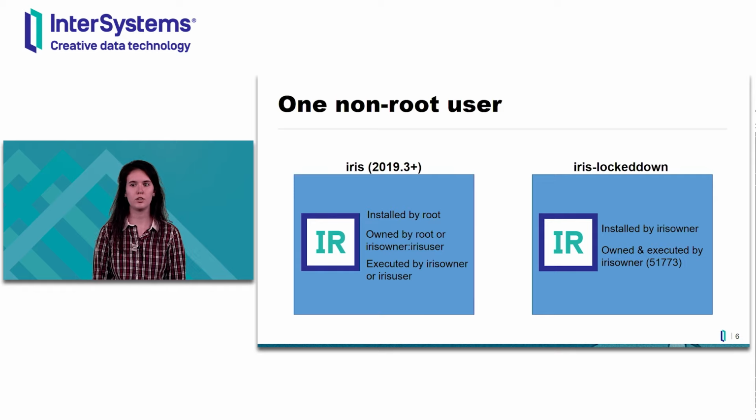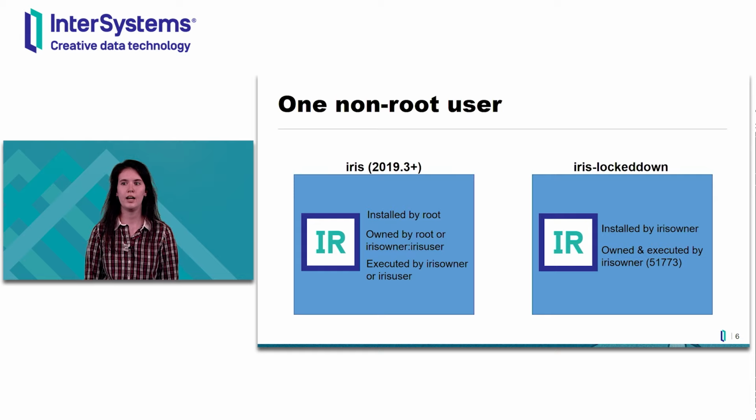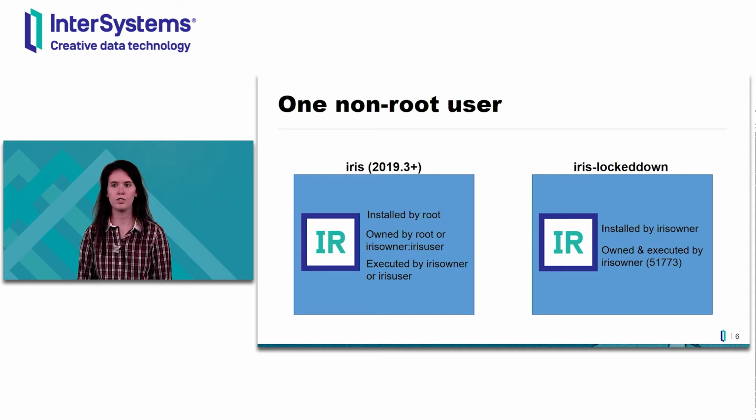It's installed by root, so some files are still owned by root. And even though it's run by non-root users, the fact that there are multiple users makes it incompatible with some of those Kubernetes restrictions. Our solution is a single user named IrisOwner with user ID 51773. IrisOwner installs Iris, owns all binaries, runs all processes, and doesn't need to escalate to root.